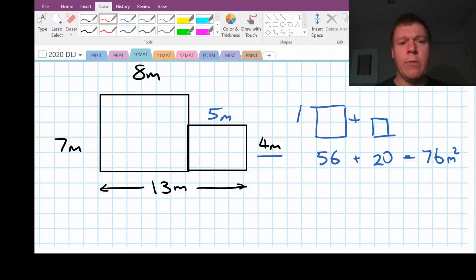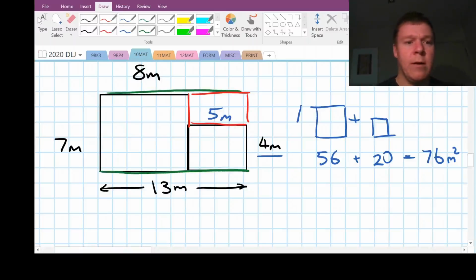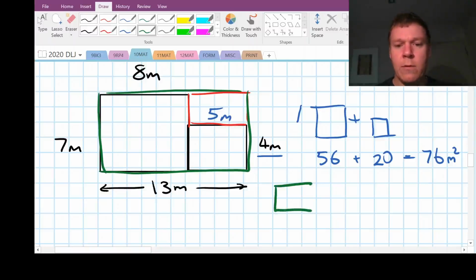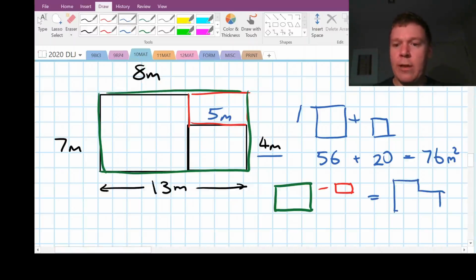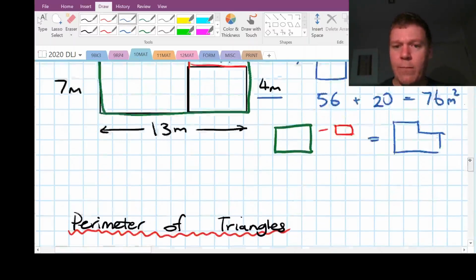The other way that you can work this out is by subtracting. You could think of this red rectangle and this green rectangle. If we subtract the green rectangle from the red rectangle, we are going to be left with the same area. So I might just show you how that is another way of getting to the same answer.